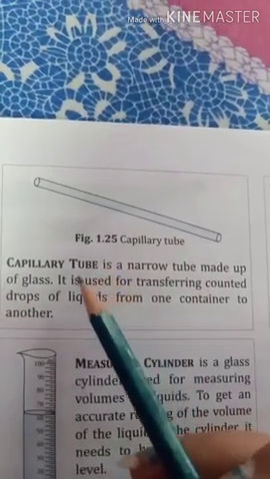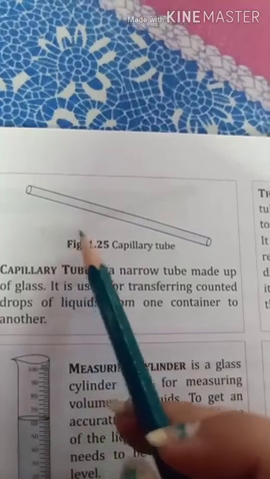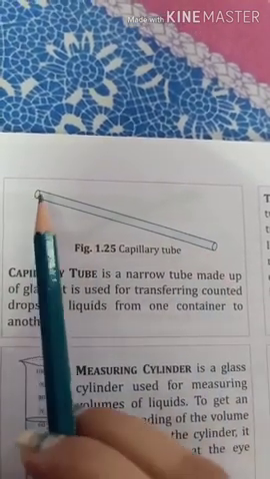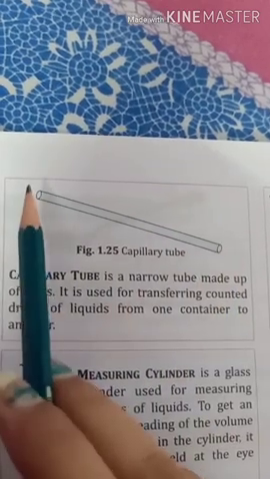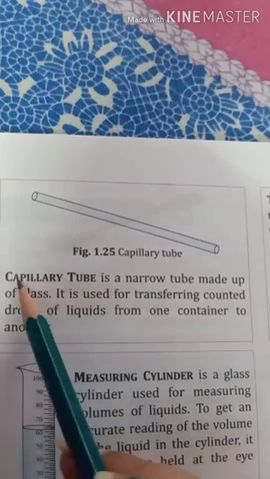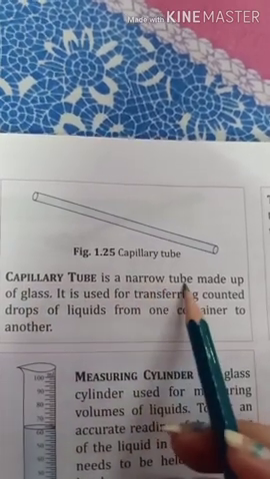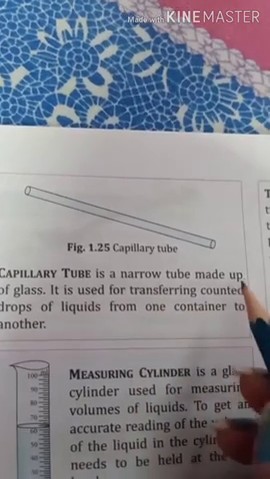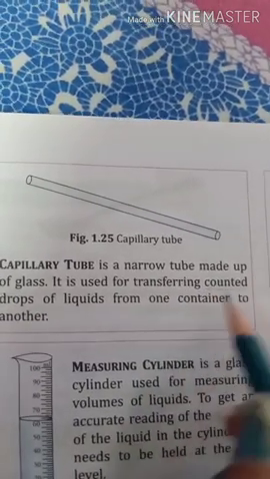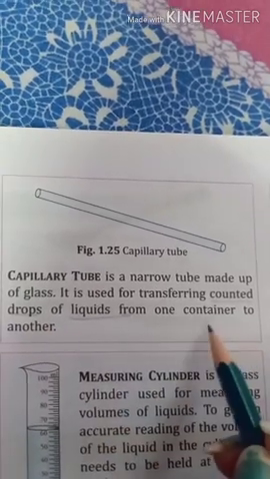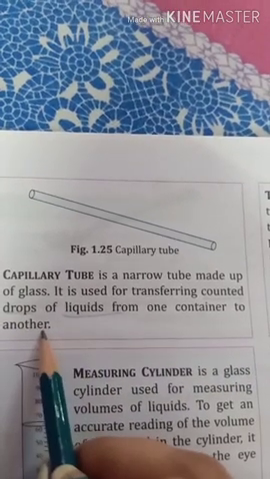Capillary tubes are also made up of glass, open from both sides. This capillary tube is a narrow tube made up of glass and used to transfer counted drops of liquids from one container to another container.